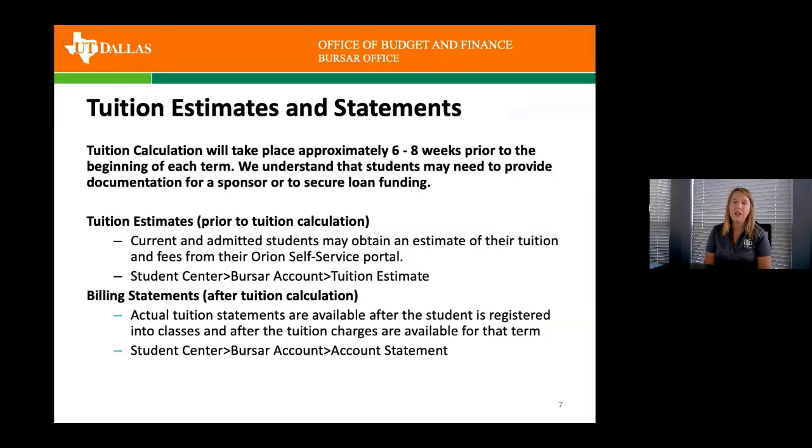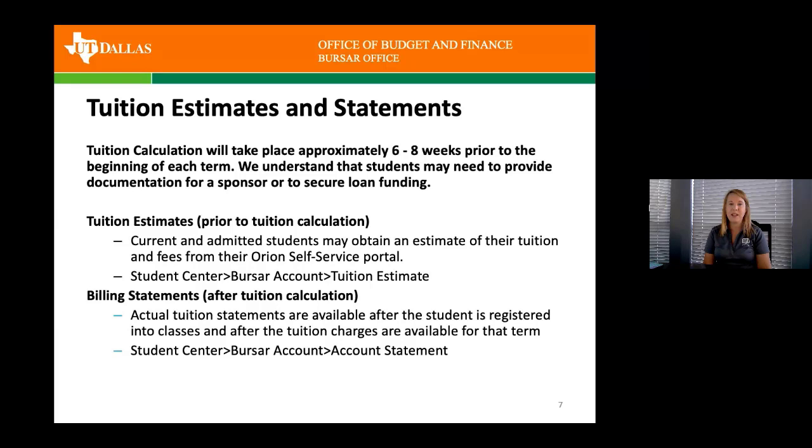No more slides about tuition, but we do have information about tuition estimates. So our tuition calculations take place approximately 6 to 8 weeks prior to the beginning of the term. So I know that if you register right now, your bill would be ready. Your tuition calculation would be done within a few hours of registering. However, when you get ready to register for the spring semester, we open that registration up sometime in November. And so that's a little bit further out than 6 to 8 weeks prior. So your bill wouldn't be ready at that time.